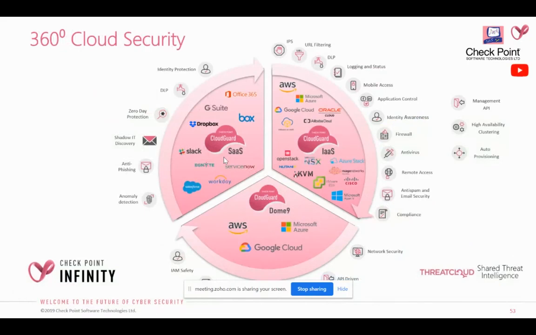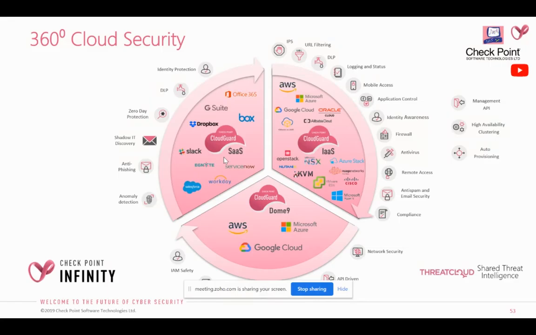And 360 degree cloud security is possible with the Check Point portfolio of products, mainly with these three product lines. It can protect you from all kinds of things: industry based IPS, URL filtering, DLP, logging and status, mobile access, that is the VPN, application control, identity awareness, firewall, antivirus, remote access VPN, anti-spam, and email security compliance. So this is like the firewall on the cloud only. It can provide all the features that CloudGuard IaaS can provide, all the features listed there.